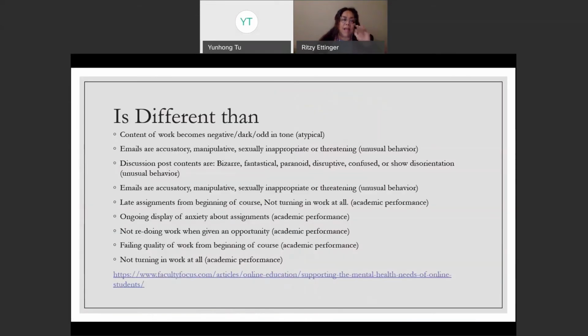Okay, so that's different, right? It's different if the content of the work becomes suddenly very dark, very negative. There are students who will sometimes express their emotions in the work that they do, and that's different. Also, if the emails are suddenly very accusatory or manipulative, or they're sexually inappropriate, that has a different feel to it. So that's something that you guys can very specifically look for.